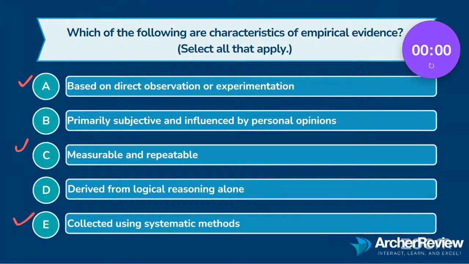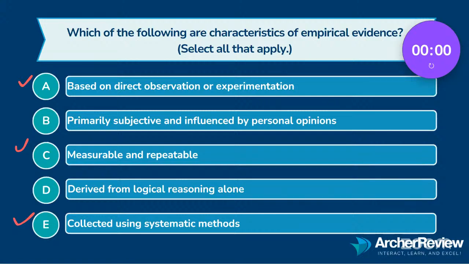C, measurable and repeatable. Yes, scientific experiments have to be something that is very succinctly measured and reproducible so that someone else could come along, do that exact experiment, and get the same results. That's how we gain confidence in that scientific information.